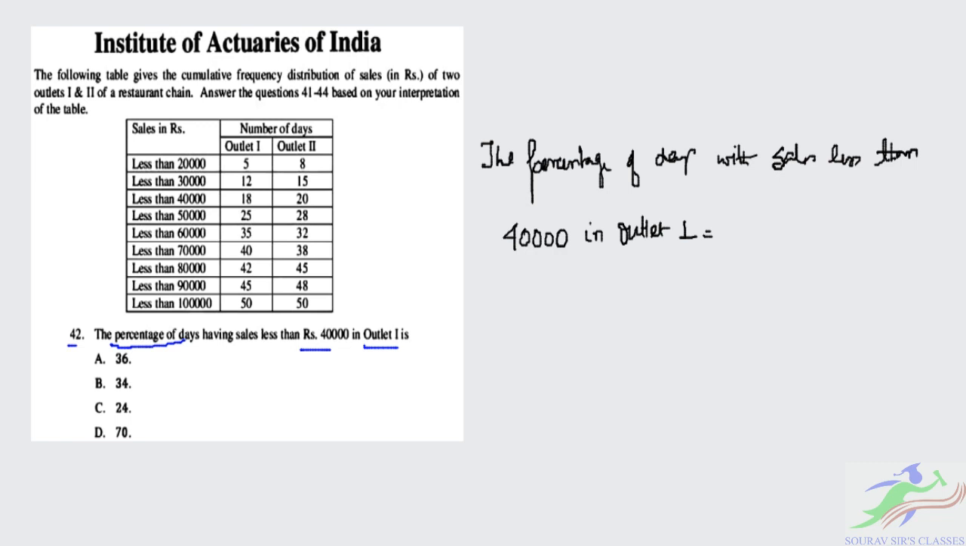So as you can see, less than 40,000 is 18. So 18 percentage of this total, which is 50, as you can see over here, the highest number is 50. Percentage means multiplied by 100. So it is going to be 36. So the percentage of days having sales less than 40,000 in outlet 1 is 36. So the correct option is option A.